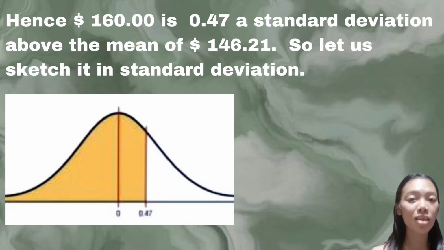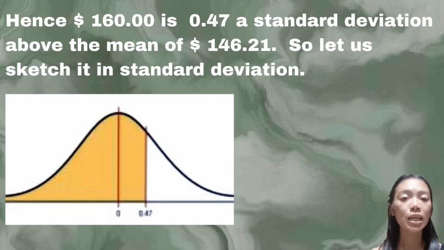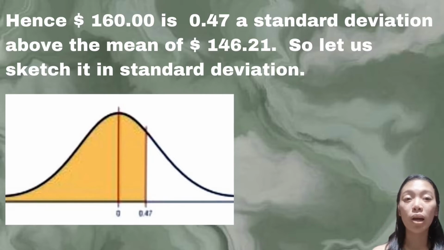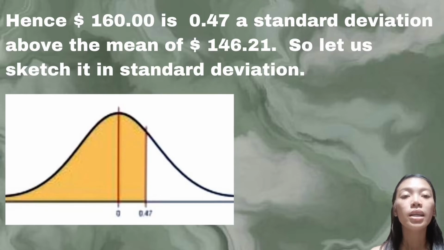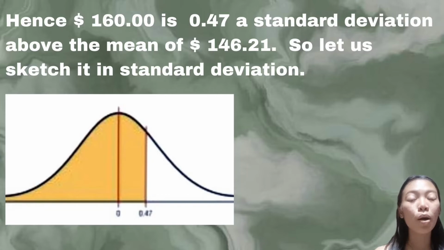So, we sketch the z distribution. In this part class, we can see on our screen that the mean of the z distribution is 0, the line in the middle. And the line on the right is the z that we found in step 2.